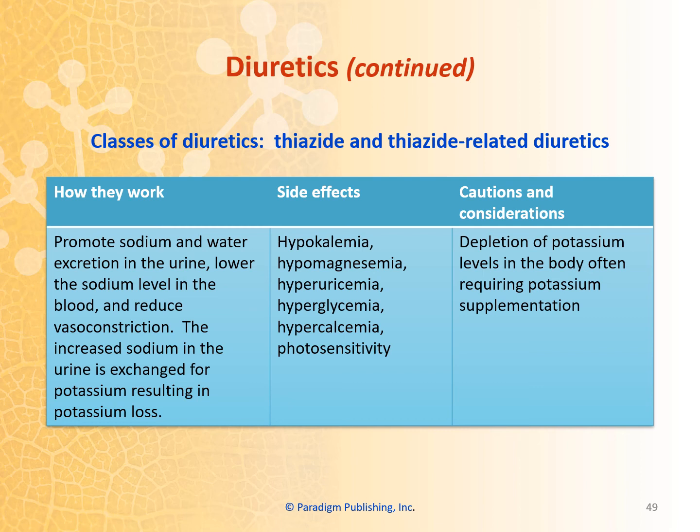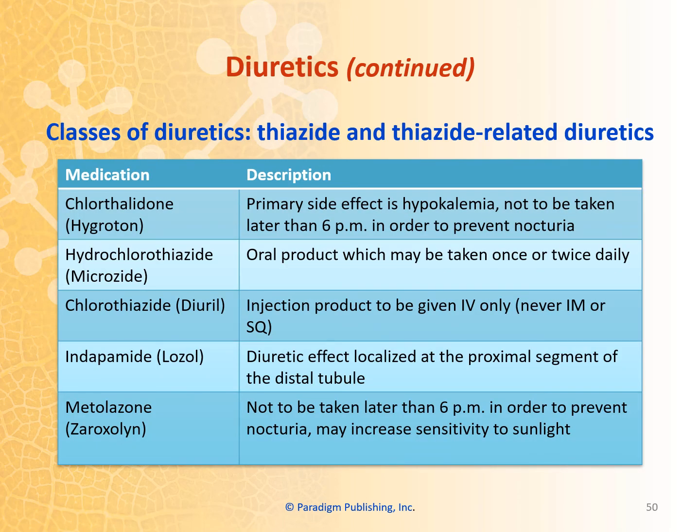Thiazide and thiazide-related diuretics promote sodium and water excretion in the urine. They lower the sodium level in the blood and reduce vasoconstriction. The increased sodium in the urine is exchanged for potassium, resulting in potassium loss. So these are also potassium depleting. Those are your ones listed there. Chlorthalidone, hydrochlorothiazide, or HCTZ, which is a very common diuretic that you'll see in retail. Chlorothiazide, indapamide, and metolazone.